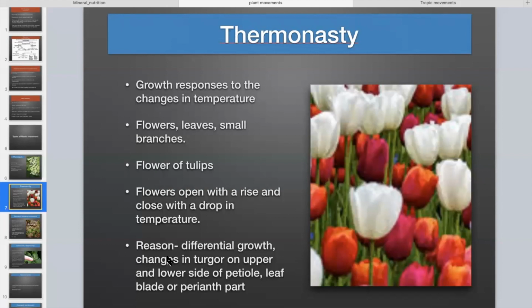Movements also happen. So the reason for thermonasty is growth differences, turgor differences, or changes in the petal part, changes in the petiole part. There are changes in the lamina of the leaf, etc. These are all the reasons for thermonasty.